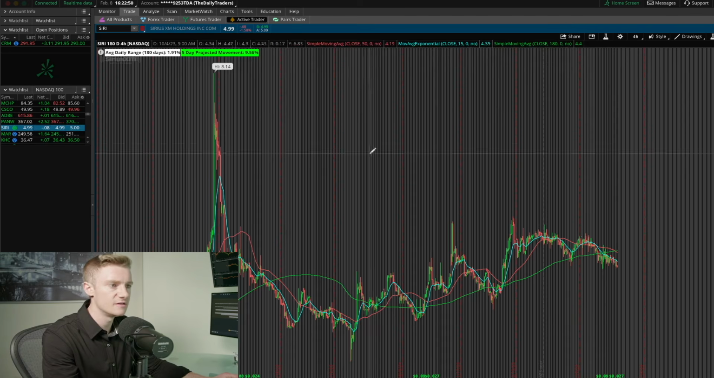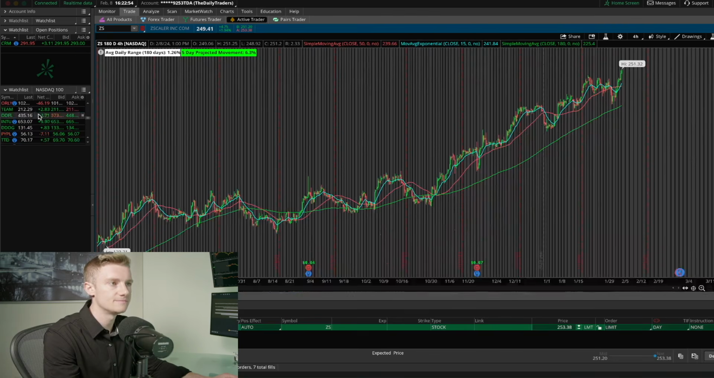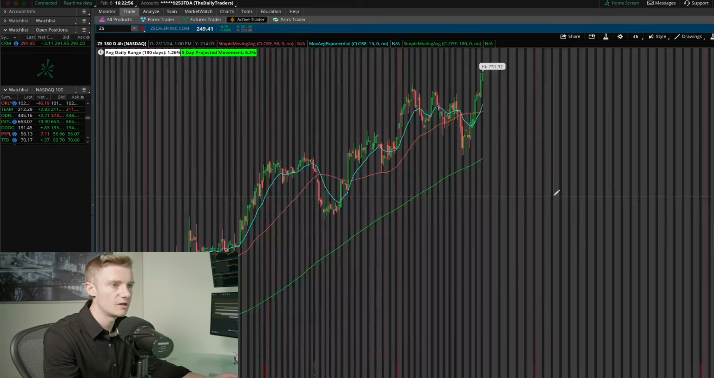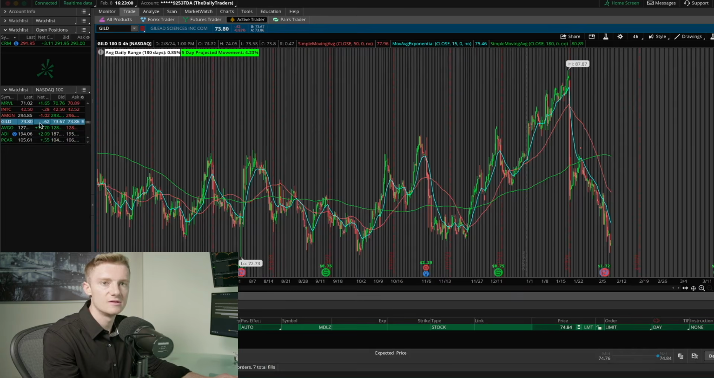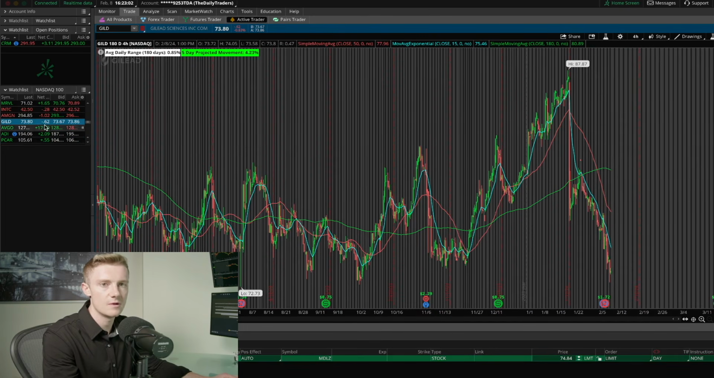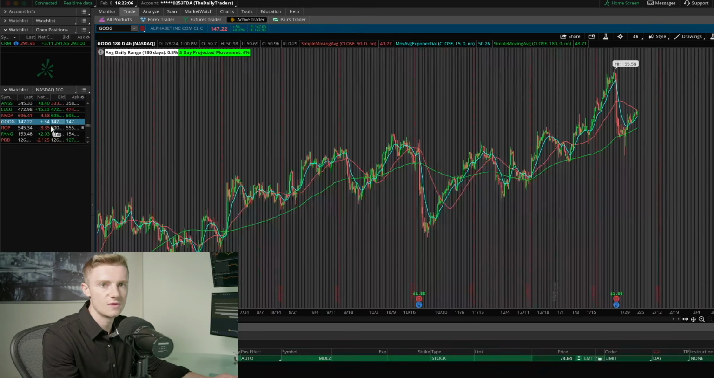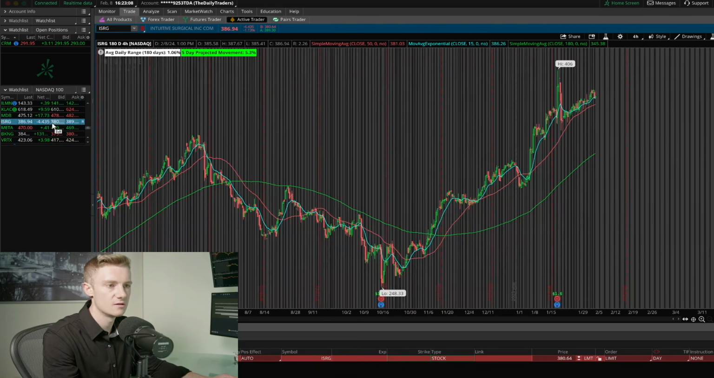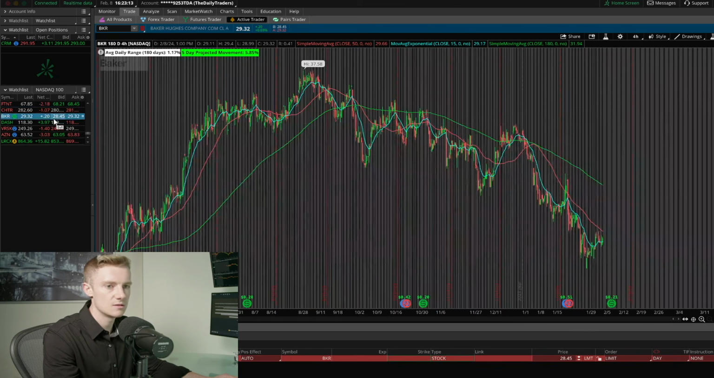Let's find a different looking chart here. Let's find something a little more clean. I don't know why that keeps popping up. Nah, that's not a great example. Let's find something. Okay, please stop popping up. I'm trying to find one of our setups here. Let's see. I like this one.